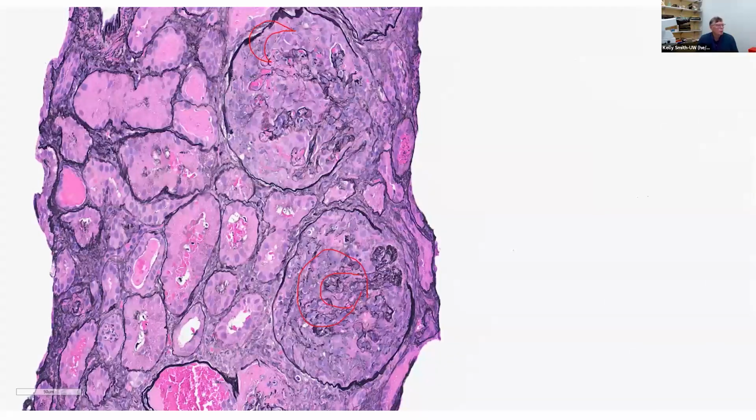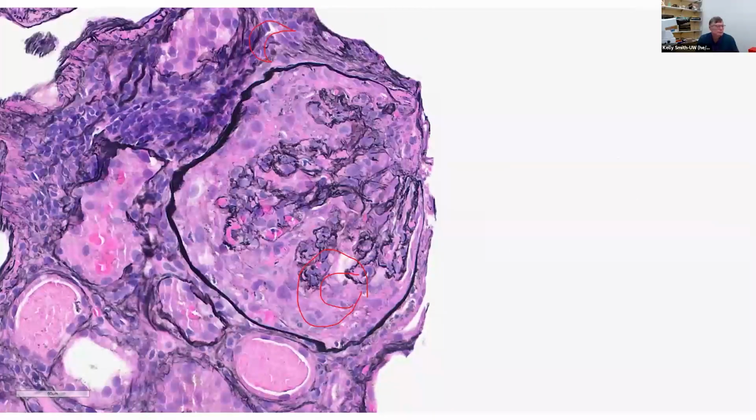So most of these are largely cellular, but you can see the lower one here with the spiral of red has some silver staining matrix material admixed with the cells. So there's a little bit of fibrous or matrix there. So there, a little bit of fibrocellular crescent formation, but mostly very acute and cellular.